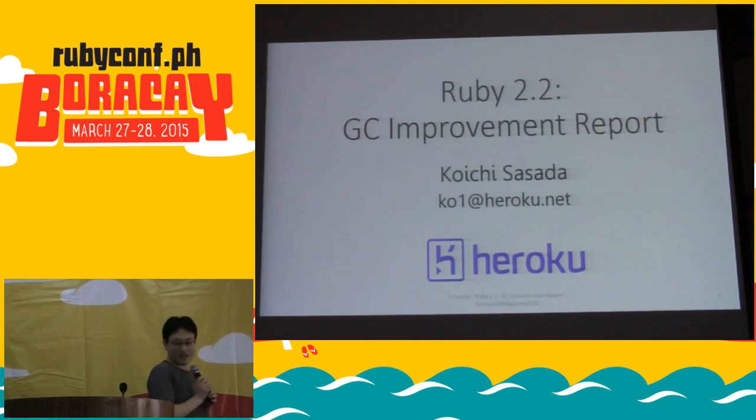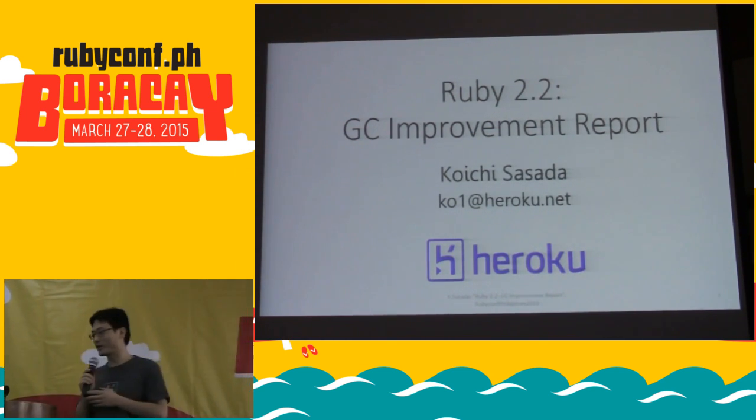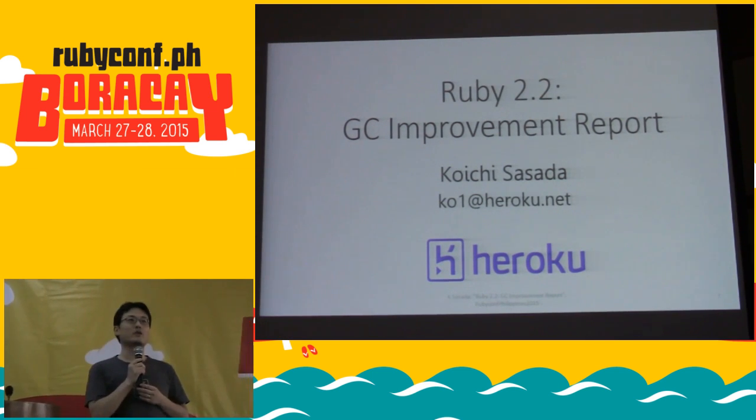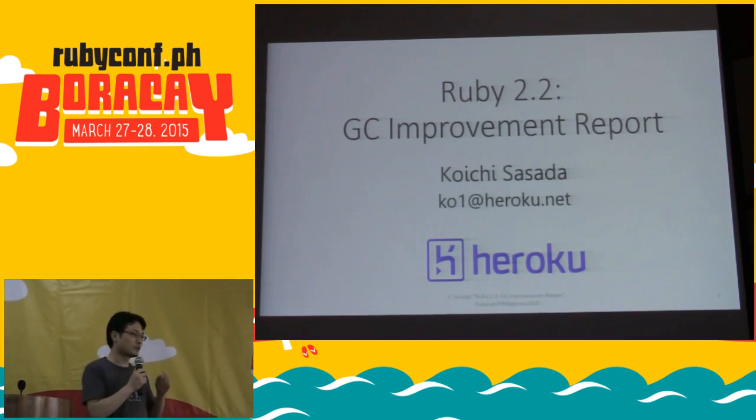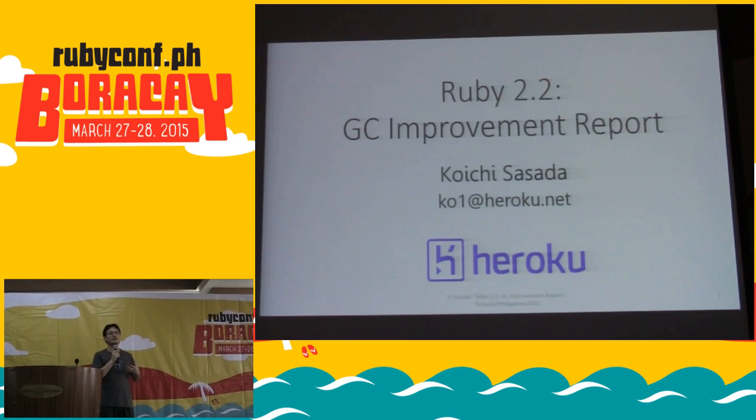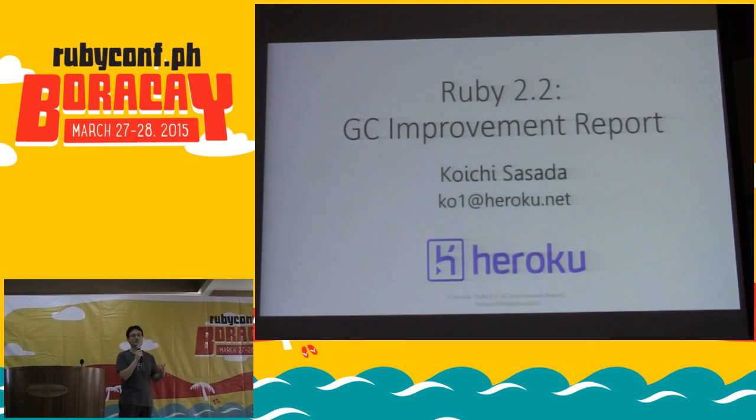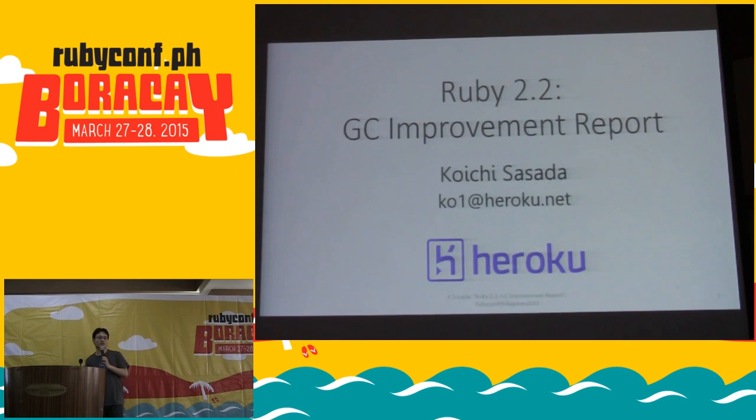So today, I want to talk about the memory GC improvement report of Ruby 2.2. Last year, I talked about how to tune the garbage collector, and after that, we wanted to improve the performance of the garbage collection for Ruby 2.2. So I want to introduce this improvement.